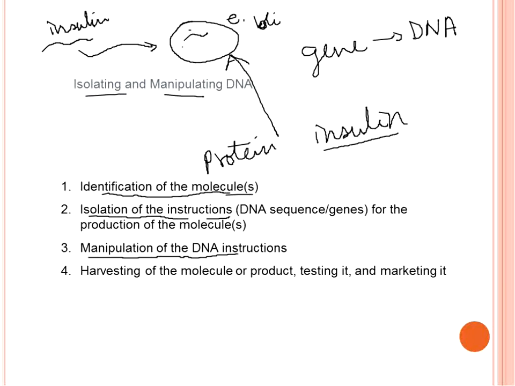And so we then need to be able to harvest the molecule or the product, test it, and market it. So this is the chronological order for genetic engineering.